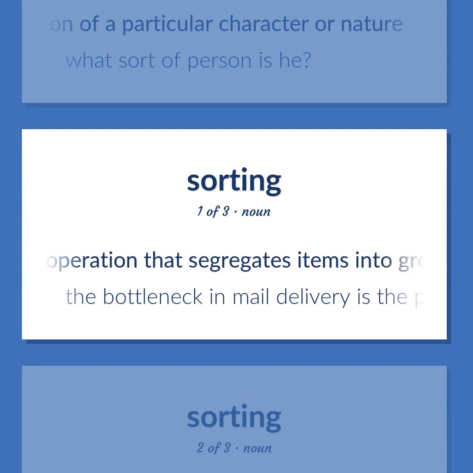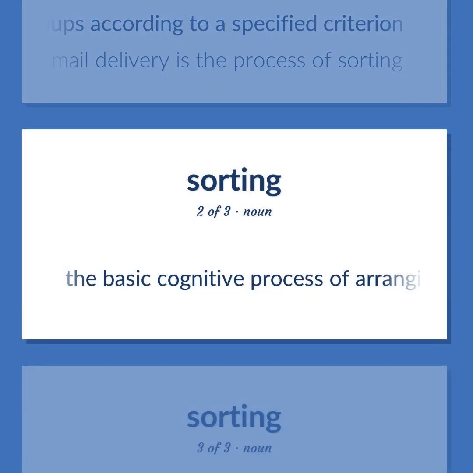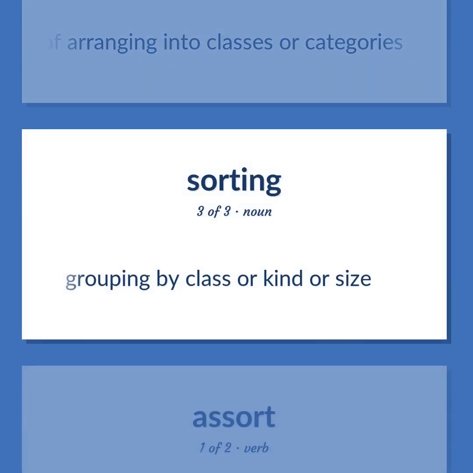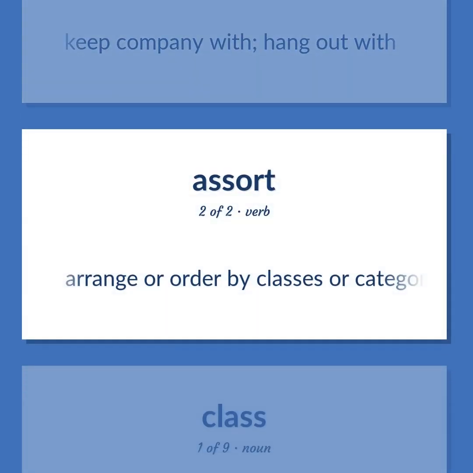An operation that segregates items into groups according to a specified criterion. The bottleneck in mail delivery is the process of sorting. The basic cognitive process of arranging into classes or categories. Grouping by class or kind or size. Keep company with, hang out with. Arrange or order by classes or categories.